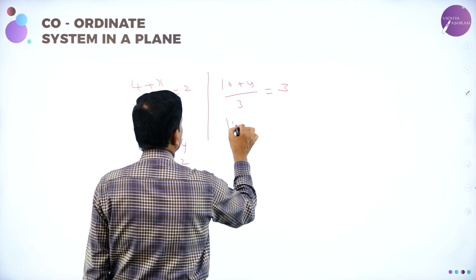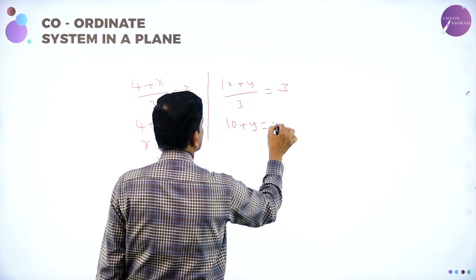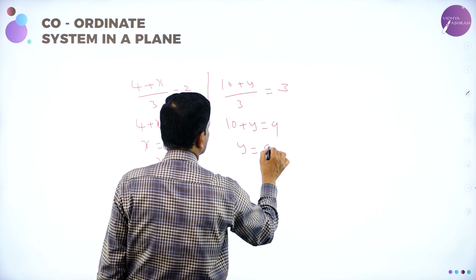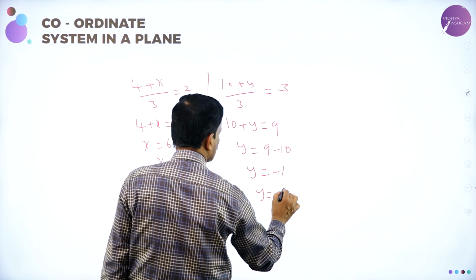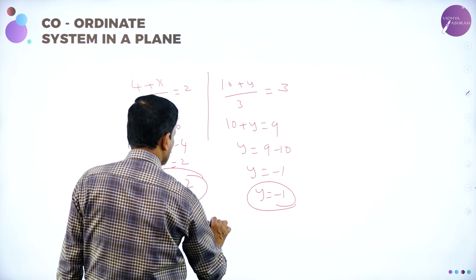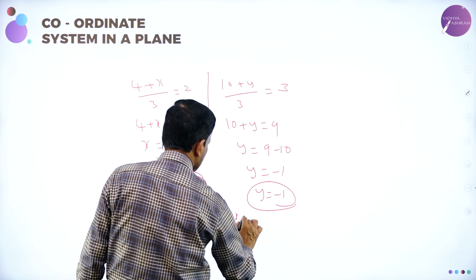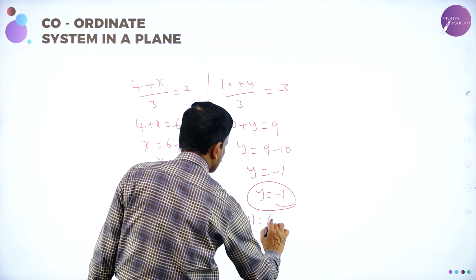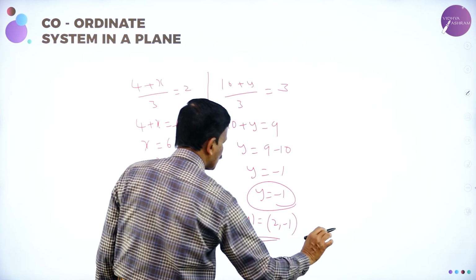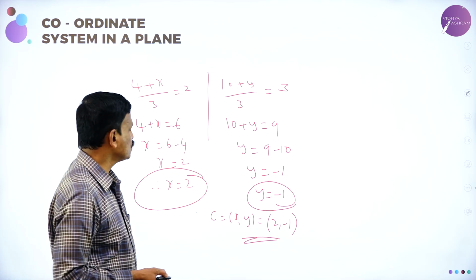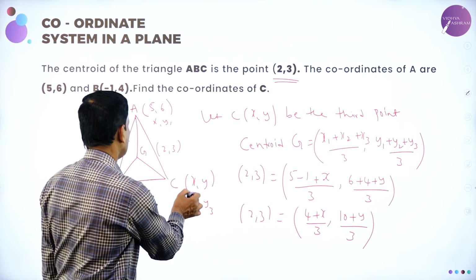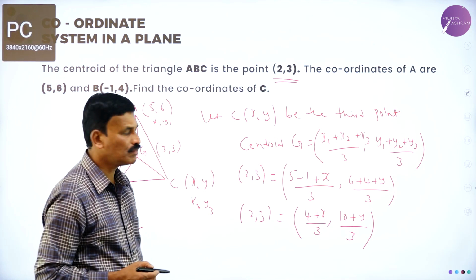Next, 10 plus y is equal to 3 3s are 9. So y is equal to 9 minus 10. What is 9 minus 10? Minus 1. y is equal to minus 1. So therefore the third point C, x comma y is equal to 2 comma minus 1. So x is equal to 2 and y is equal to minus 1. The third point x comma y is equal to 2 comma minus 1.